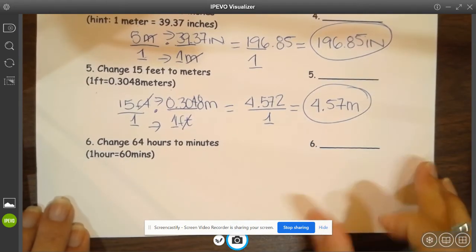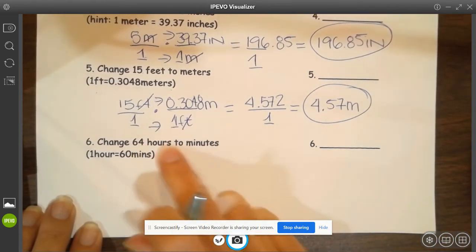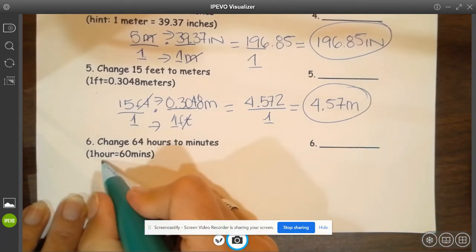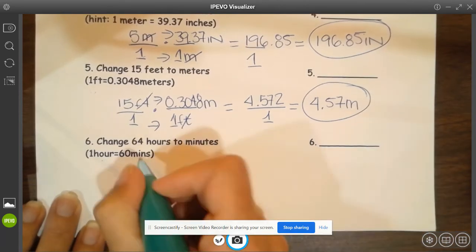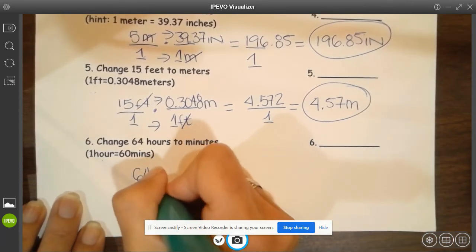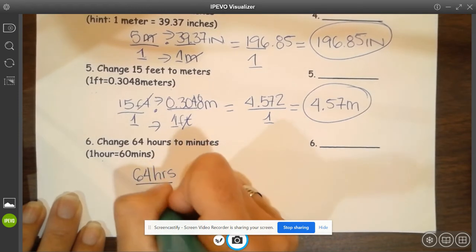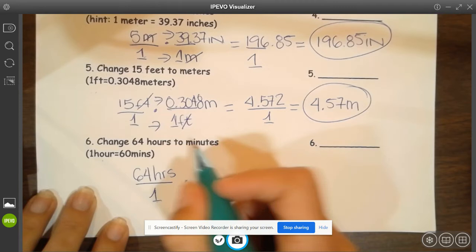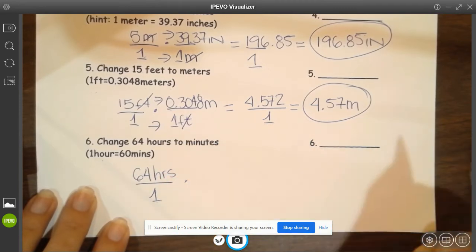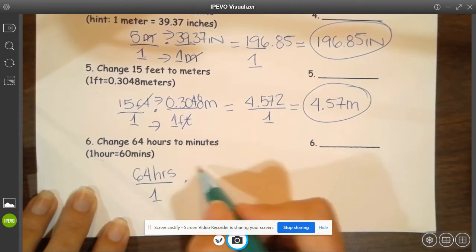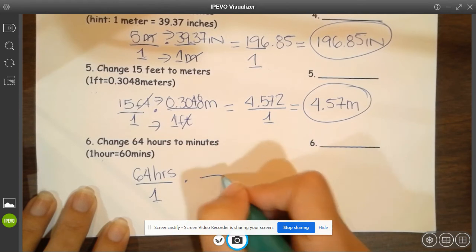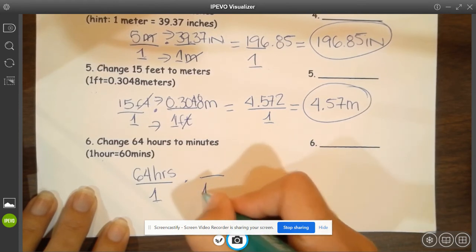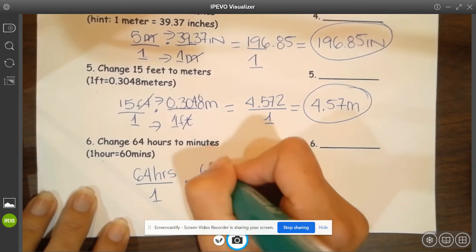All right, last one. 64 hours to minutes. Okay, so I know that in 1 hour there are 60 minutes. So I'm going to use that. 64 hours over 1. I use this one just for the purpose of the fraction, to have 2 fractions or 3 or 4 or whatever. So 64 times, and then I know the hours go on the bottom because I want to cancel it. So 1 hour, 60 minutes.